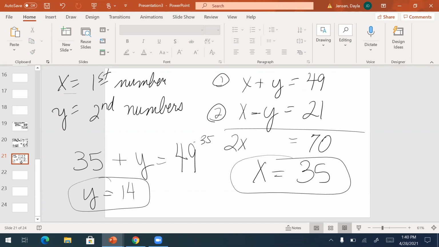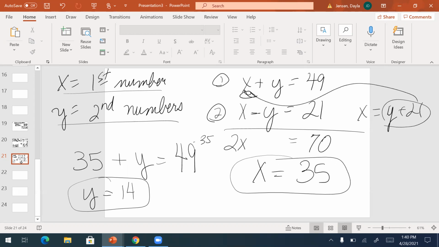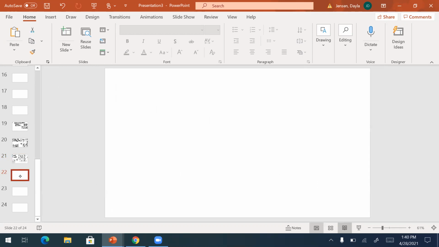So define your variables. That's what I always do first. Then set up your equations. Then elimination was the simplest here, but I could have used substitution. I could have let x equal y plus 21 and substituted it back in here for x. I would have got exactly the same answer.